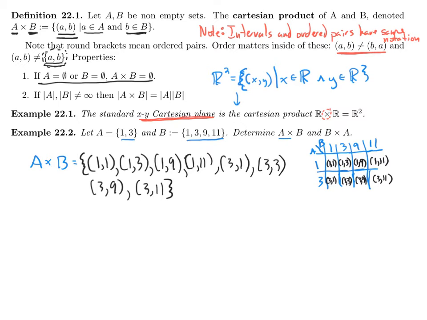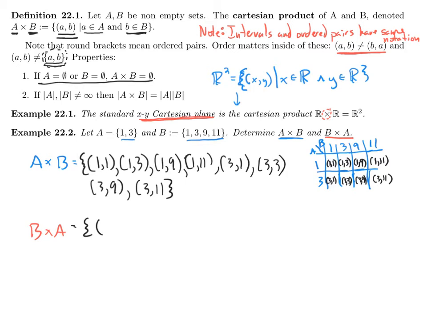All right, so let's do B cross A. I'll do that in red here. B cross A. Well, it's not the same thing because the first element of each ordered pair needs to come from B now.